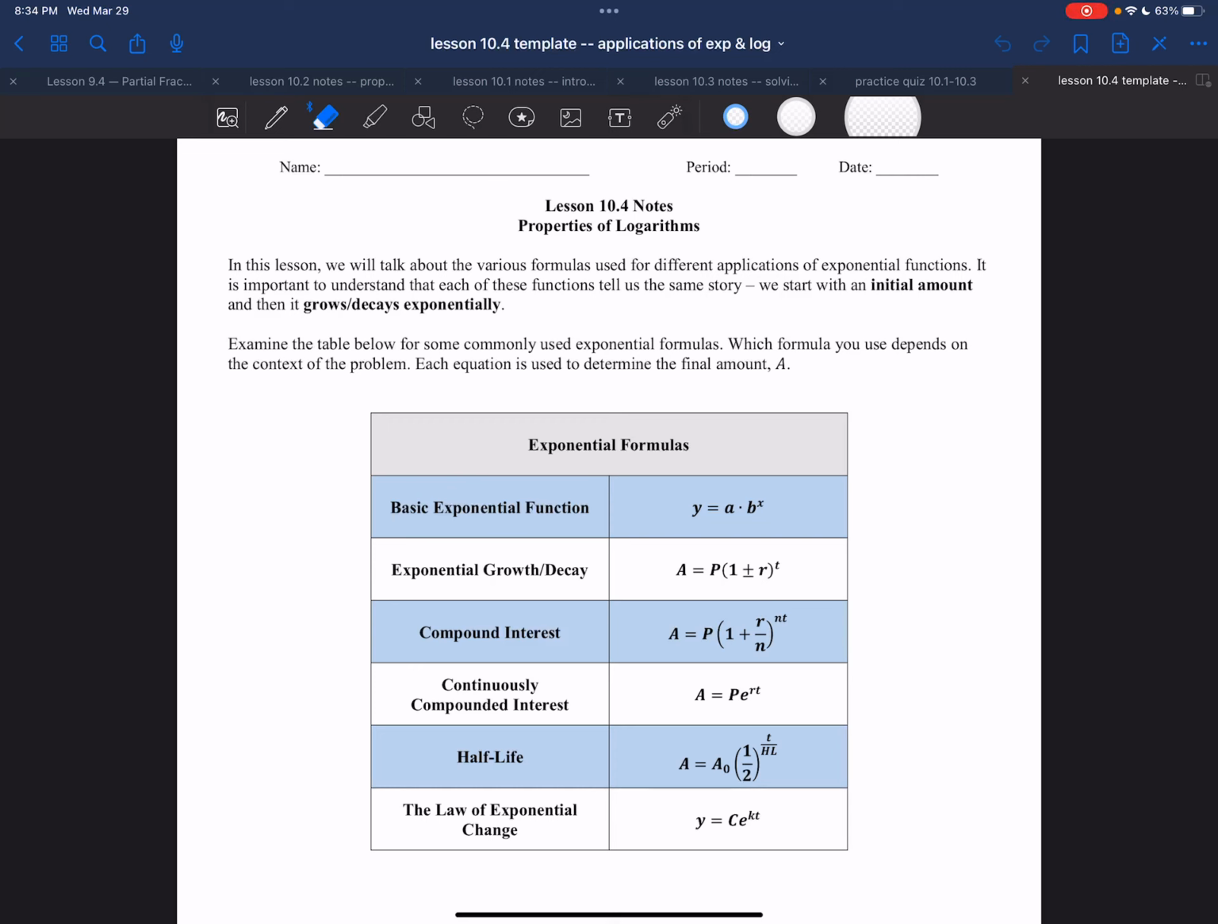Hello, and welcome to Lesson 10.4 on applications of exponential and logarithmic functions. Actually, if you notice, the title at the top of this note packet is incorrect. It is not properties of logarithms. That's not what we're talking about in this video. It's what I just said, applications of exponential and logarithmic functions.